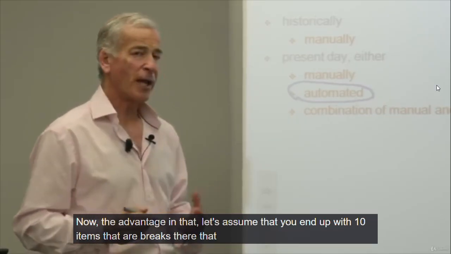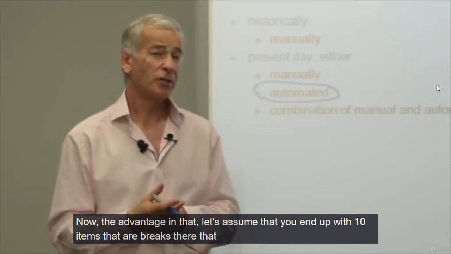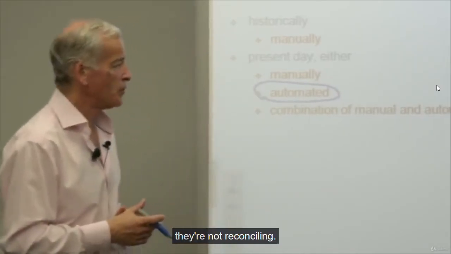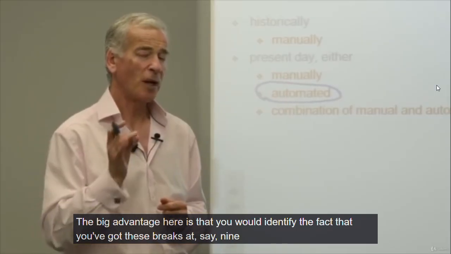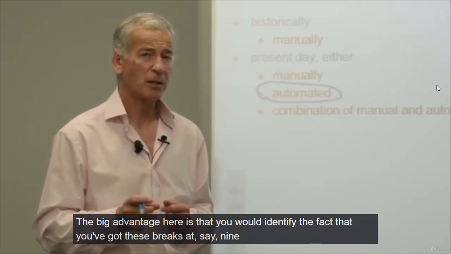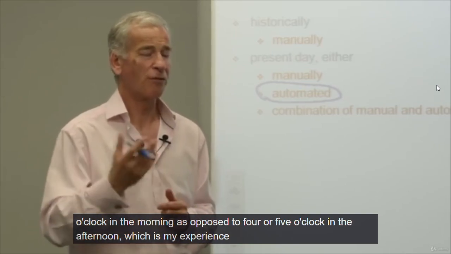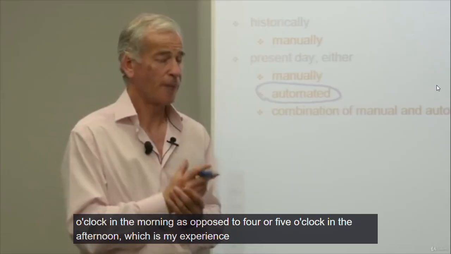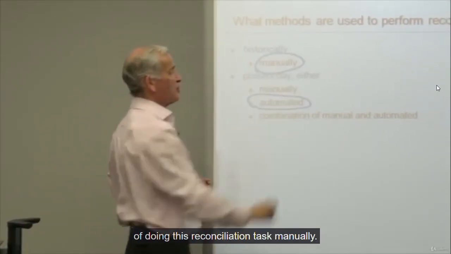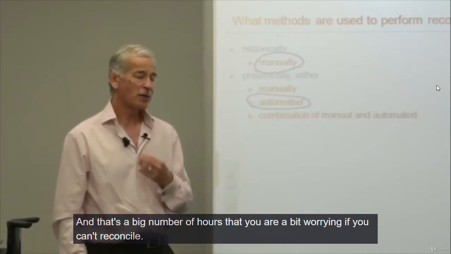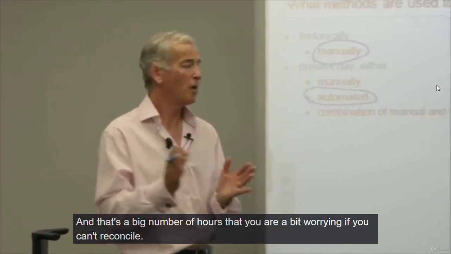Now the advantage in that, let's assume that you end up with 10 items that are breaks, they're not reconciling. The big advantage here is that you would identify the fact that you've got these breaks at say 9 o'clock in the morning as opposed to 4 or 5 o'clock in the afternoon, which is my experience of doing this reconciliation task manually. And that's a big number of hours that are a bit worrying if you can't reconcile.